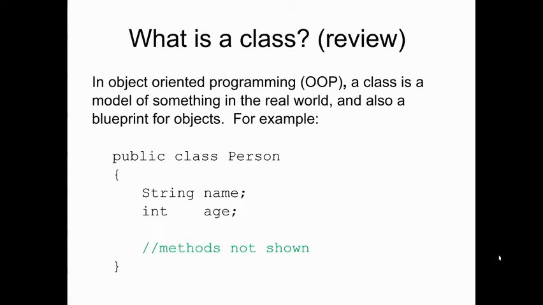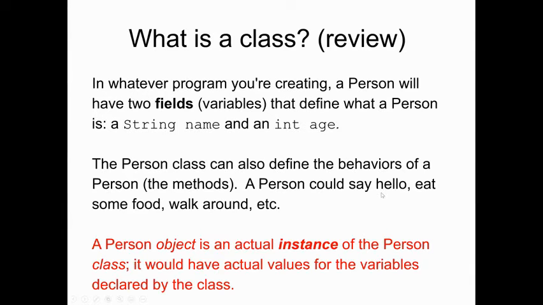Let's review. In object-oriented programming, or OOP, a class is a model of something in the real world and also a blueprint for objects. For example, public class Person is defining two attributes, a String for the name and an int for the age for this person. So every person that we create will have a name and an age unique to them. In whatever program you're creating, a person will have two fields, also called variables, that define what a person is. So a String for the name and an int for age.